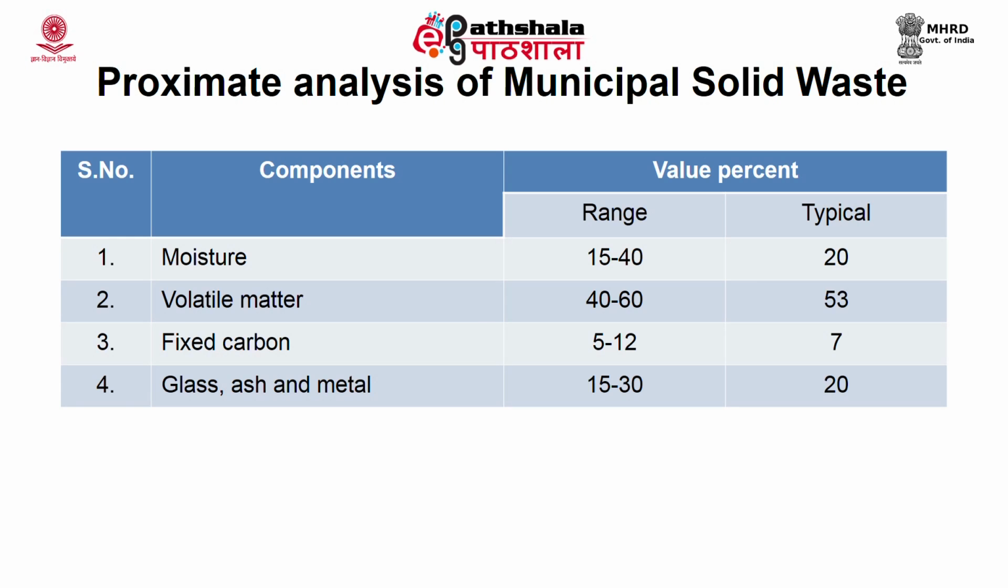matter. Now, this table will give you an idea of the proximate analysis of a typical municipal solid waste. From this table you can see the moisture content varies from 15 to 40%. The typical value is around 20. The volatile matter varies from 40 to 60 and the typical value would be 53%. The fixed carbon will range between 5 to 12 and the typical value will be 7. The ash value will range between 15 to 30% and the typical value will be around 20%. All these values are provided in percentage.